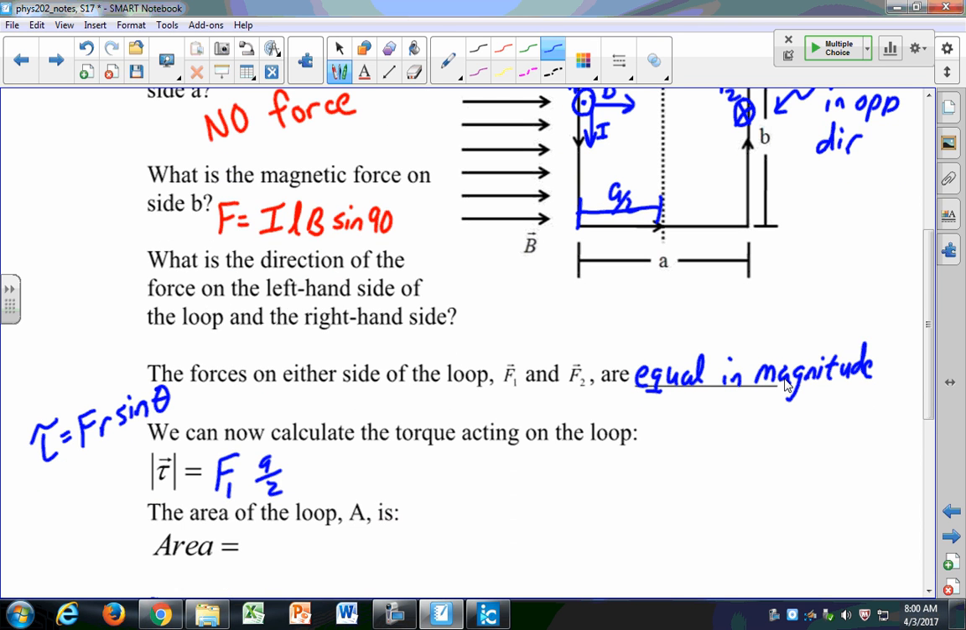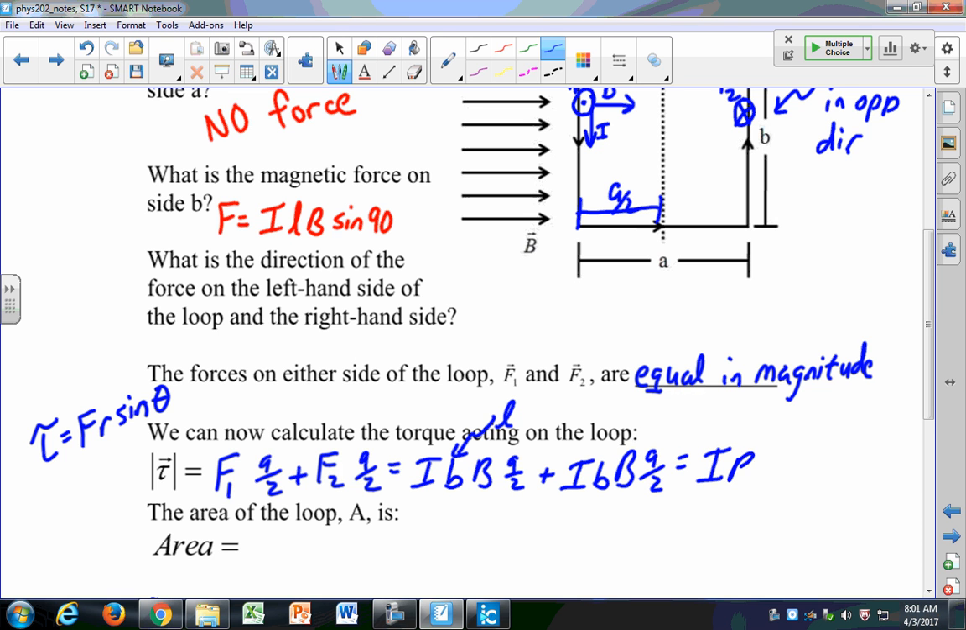So I have that force times that moment arm, plus F2 times A over 2. And then that's going to be equal to I times B, where B is the length of the wire. So here it is I times L times B times A over 2 plus I times B times B times A over 2. And so this is equal to I times the magnetic field times A times B.